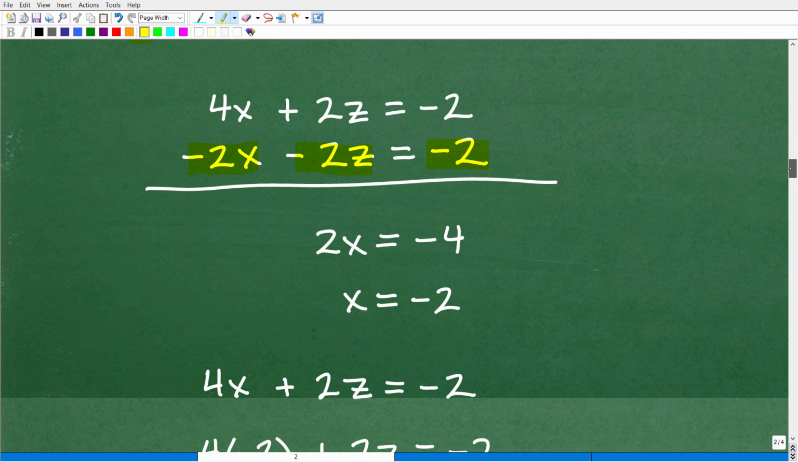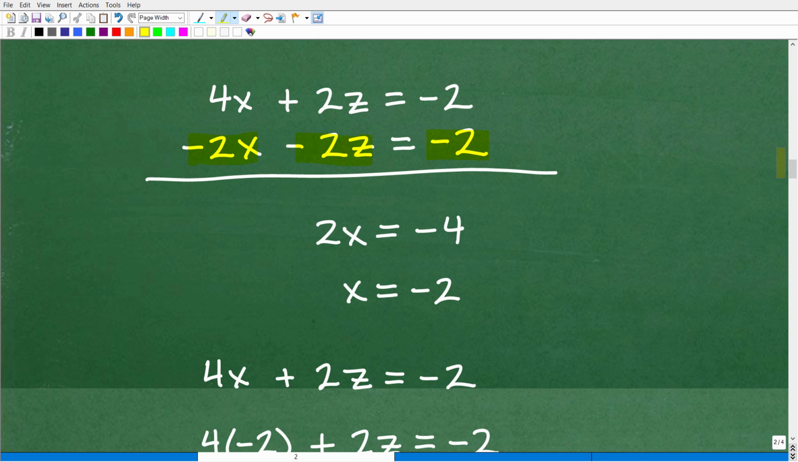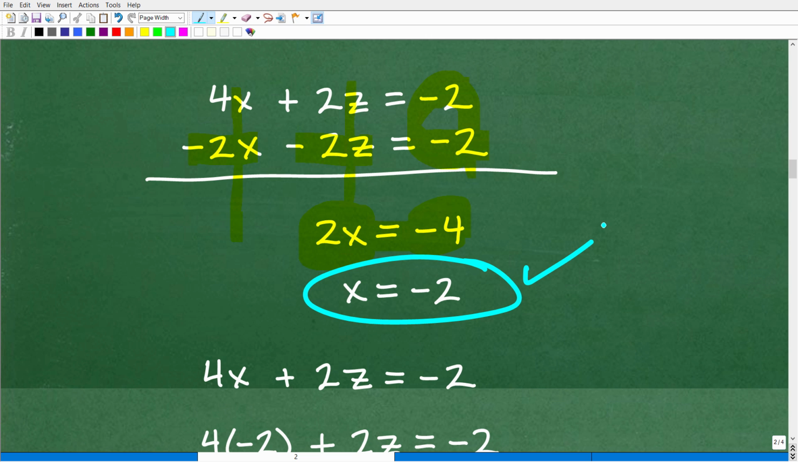Now, again, what I'm showing you here is a linear combination, the elimination method. Now I can add down in a column manner. So 4x plus -2x is 2x. 2z minus 2z is 0. The z's go away. That's great. -2 plus -2 is -4. So I have 2x is equal to -4. So divide both sides of the equation by 2. I get x is equal to -2.